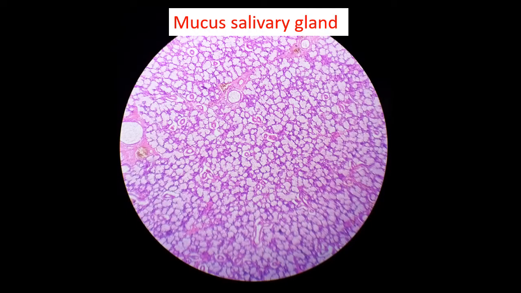Then we are going to see the mucous salivary gland. How to identify it? In the mucous salivary gland, the acini do not absorb much stain, so we can identify pale cells: empty-looking, larger mucous acini with flattened basal nuclei. Try to identify the flattened basal nucleus, the dark blue structure towards the base. That is how we identify the mucous salivary gland. The points to write are: pale mucous acini, mucous acinar cells, interlobular duct and intralobular duct have been seen, and the basal nucleus is present at the base of the mucous acini.